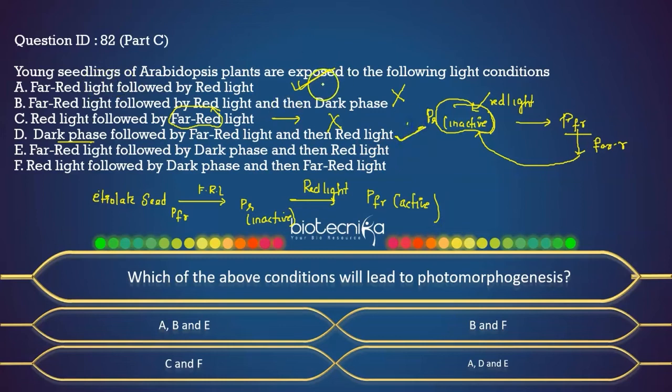So D option is correct. So first option A is correct, D option is correct and the last option is E. So far red light followed by dark phase. No, in between if dark phase comes, nothing can happen. Then red light. Red light means you should remember it will be converted into PFR. Yes, PFR. This is a correct statement actually. So option E is a correct statement. Option F is a wrong statement.